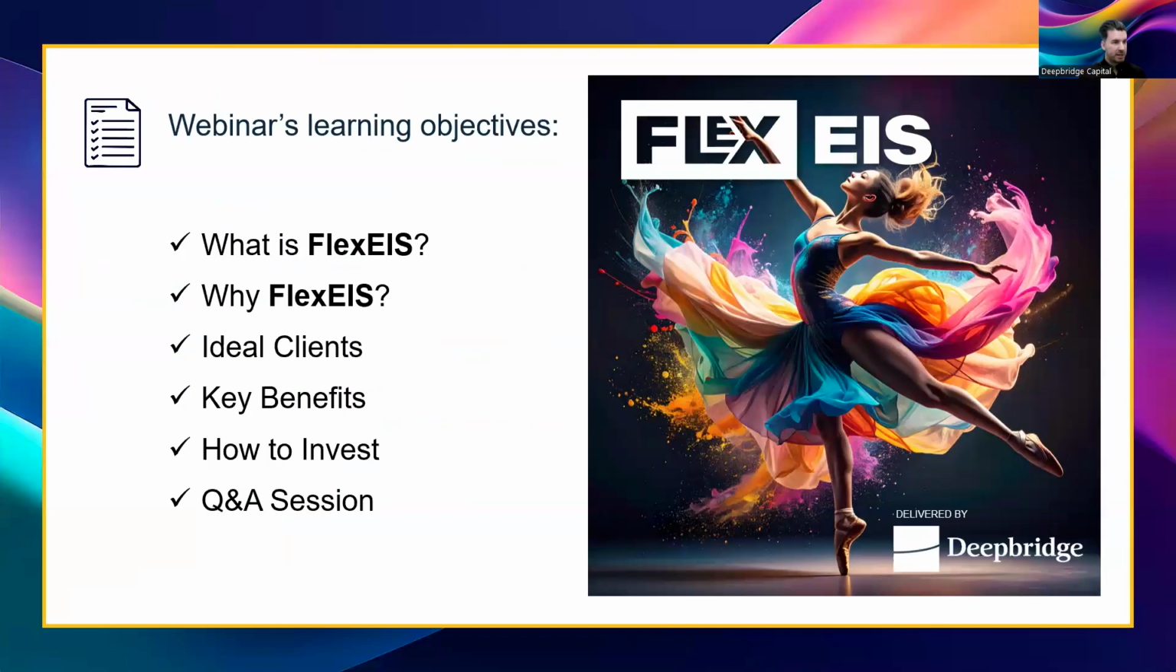So today's learning objectives. As part of CPD, everyone will receive a certificate as part of joining today. Here is an overview of what we'll cover. We'll start by explaining what FlexEIS is and why we've introduced it. We'll then discuss who it is ideal for, the key benefits, how to invest, and finally, a Q&A session at the end. Do fire any questions through as we go, and I'll try to answer them, keeping it relevant to the slide I'm on at the time. If not, I'll address them at the end.